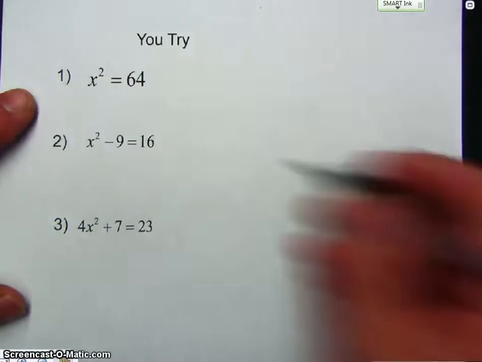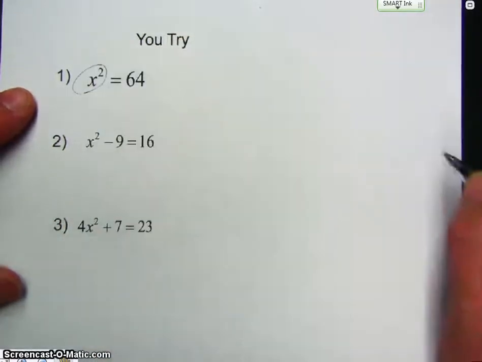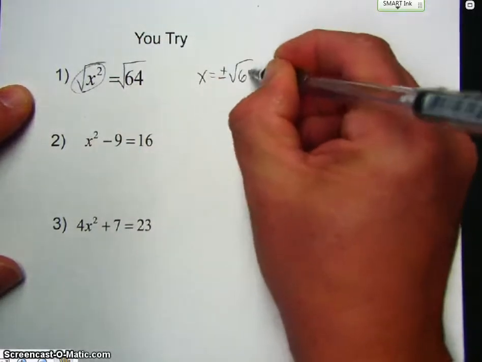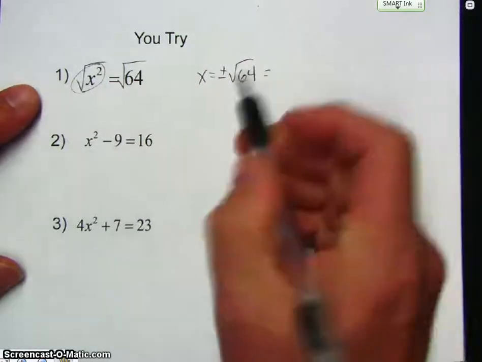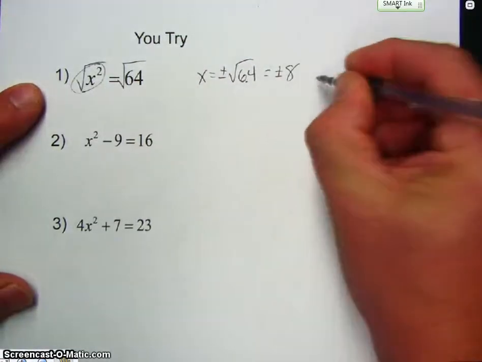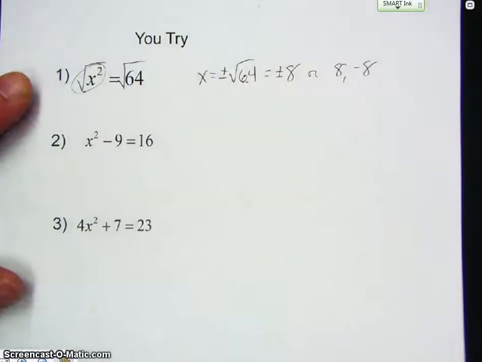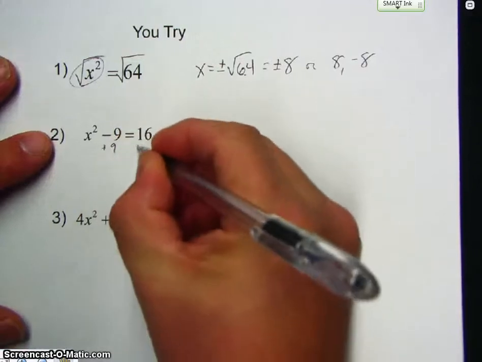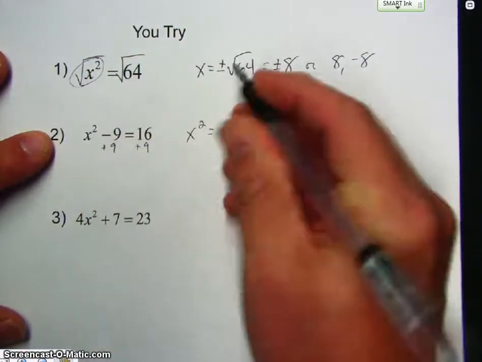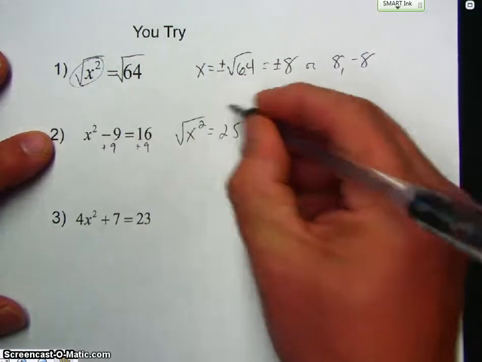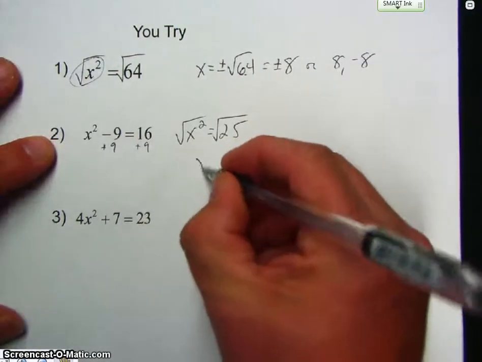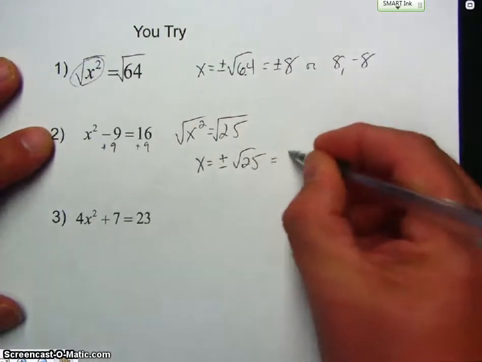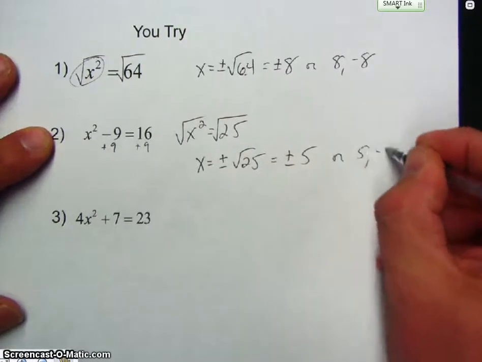All right, so let's look at number one. Well, this is already isolated, so we can just go ahead and take the square root of both sides. So x equals plus and minus the square root of 64. Now we simplify. You notice here, this is a perfect square, so you're going to get positive negative 8. Or you can write it as 8 and negative 8. All right. Number 2, add 9 to both sides. So now I get x squared is equal to 25. Square root of both sides. So that gives me x is equal to plus and minus the square root of 25, which in turn gives me 5, or you can write it as 5 and negative 5.